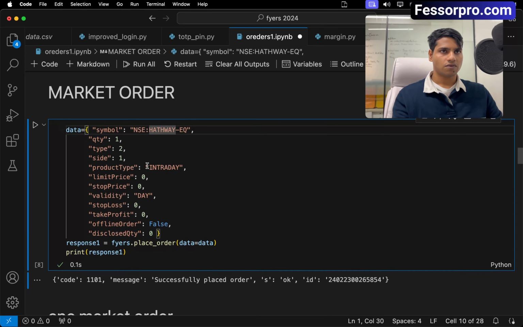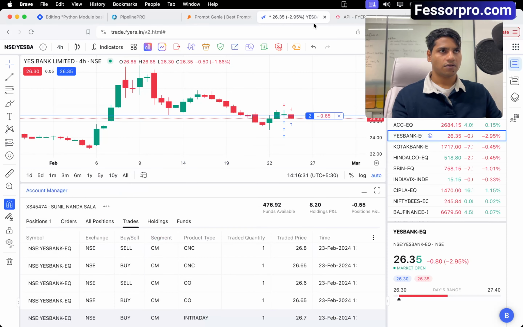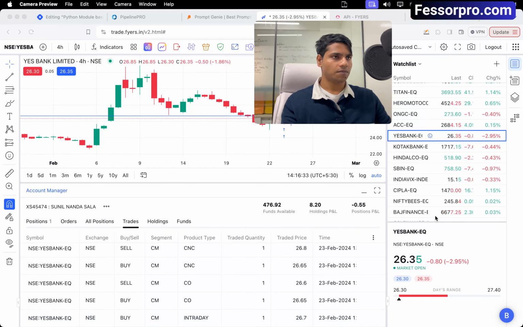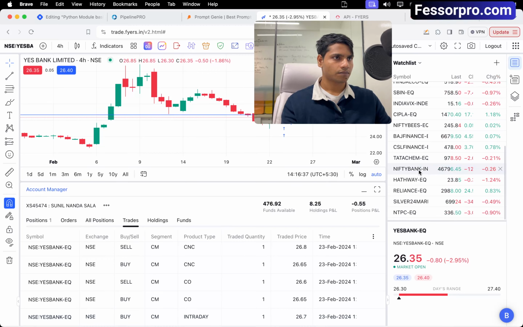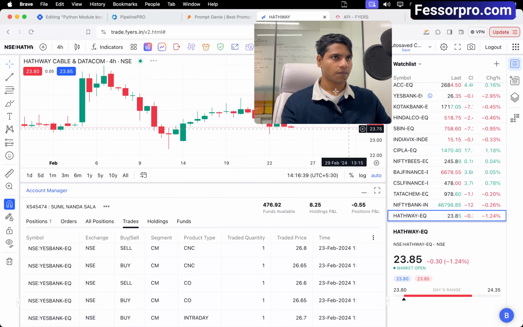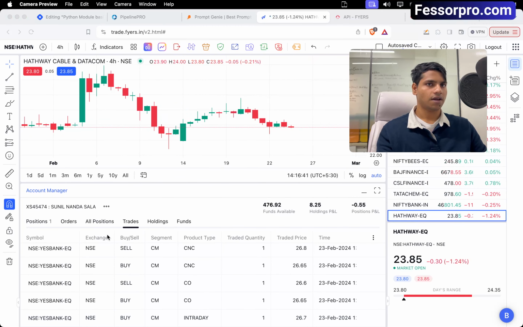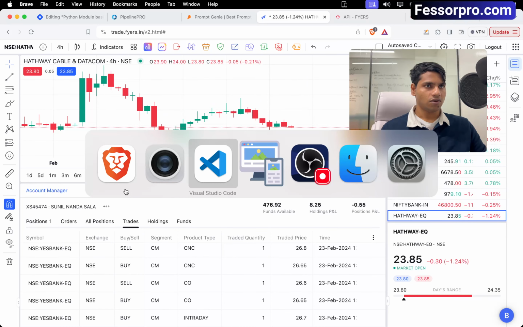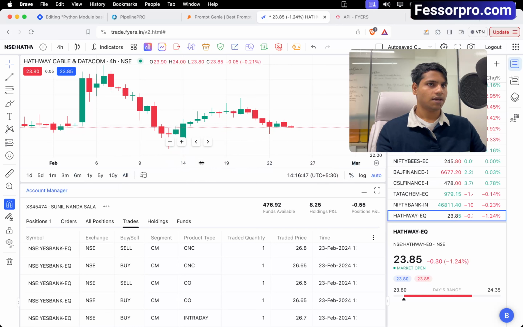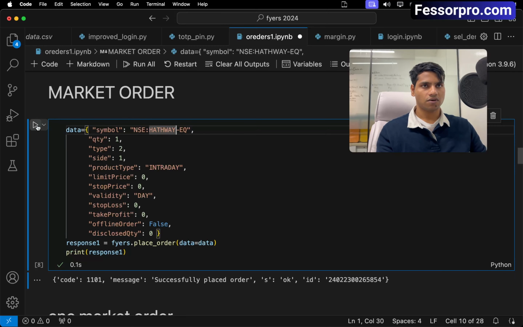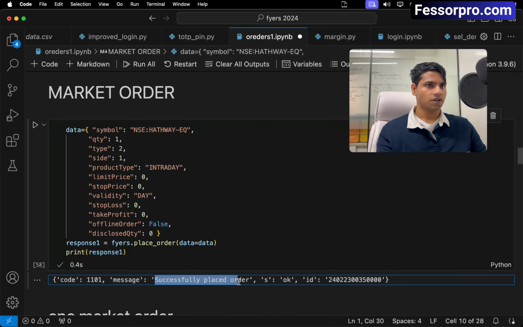Now if I go to the terminal and click on Hathway, I haven't taken any trade yet. The moment I run this code, you'll see a trade will be executed here. So let me run the code. You see, successfully placed order.